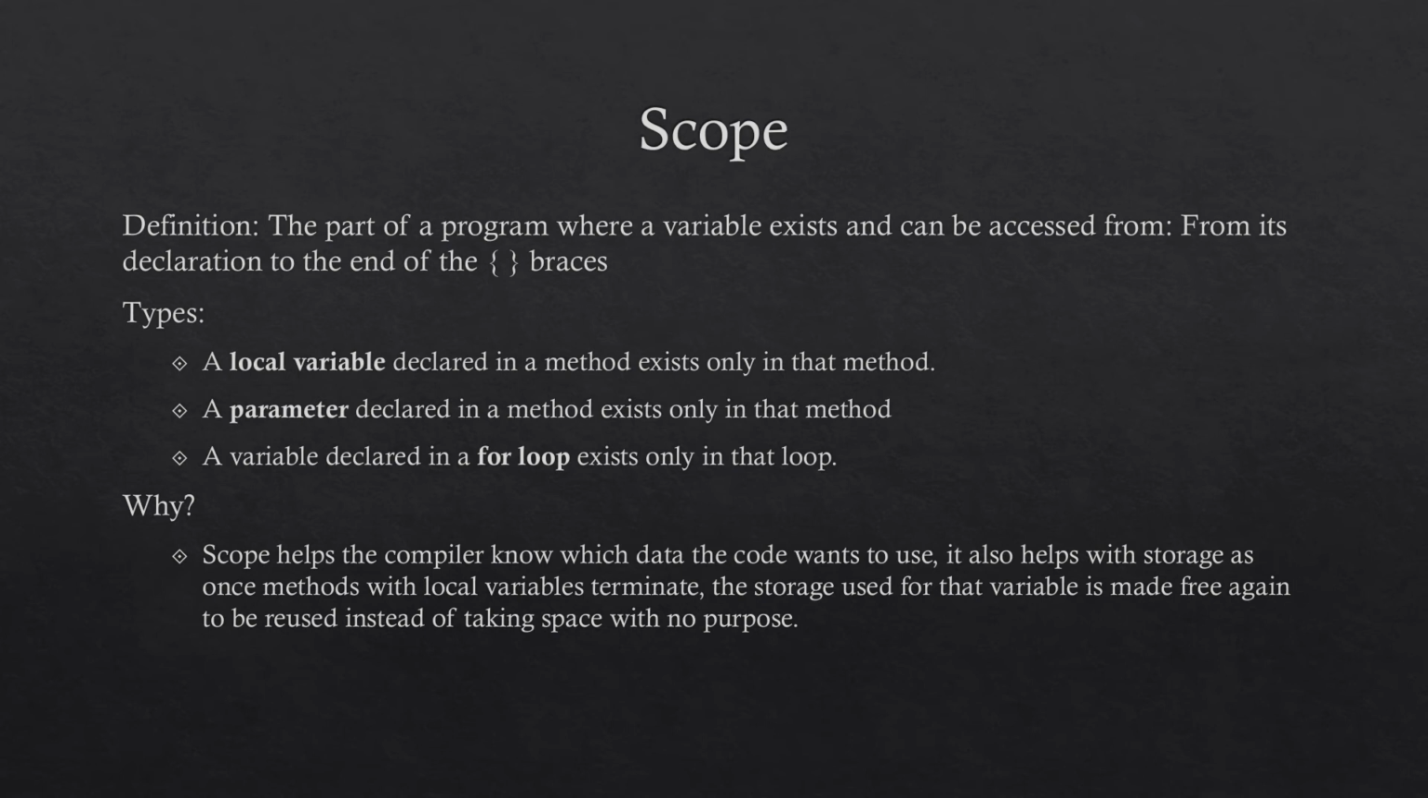So why do we need scope? Scope helps the compiler know which data the code wants to use. It also helps with storage, as once methods with local variables terminate, the storage used for that variable is made free again to be used instead of taking space with no purpose.